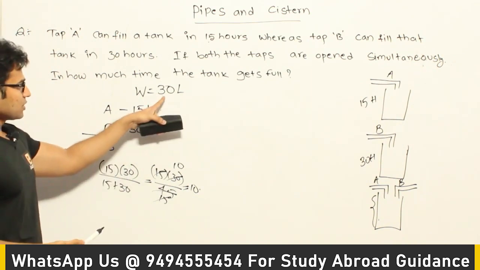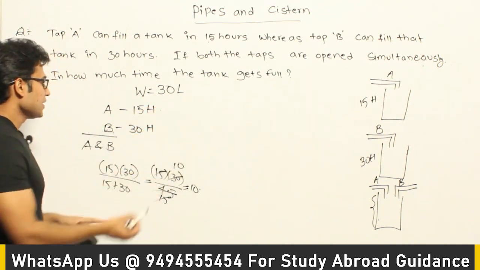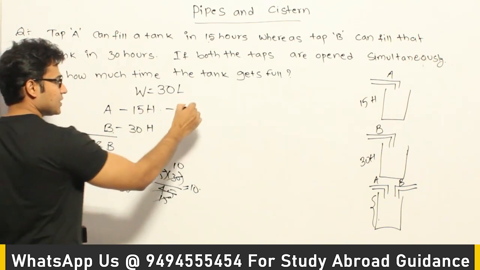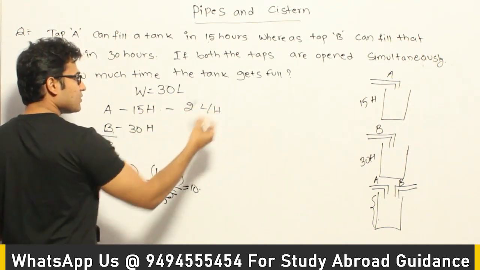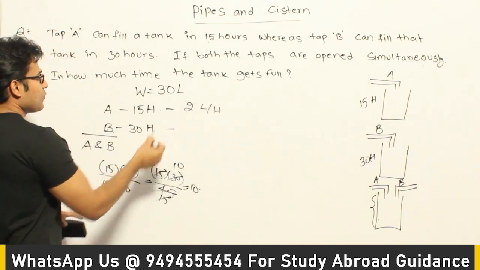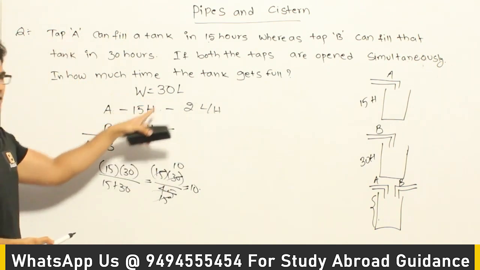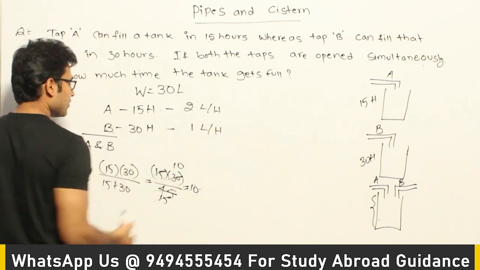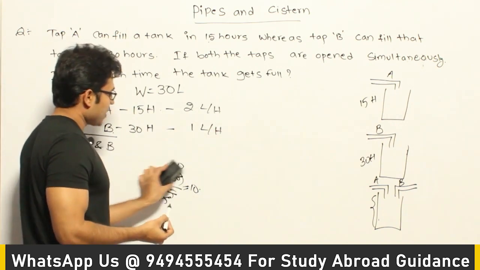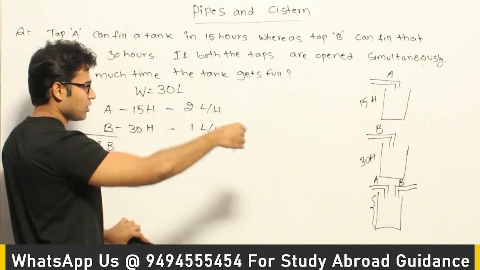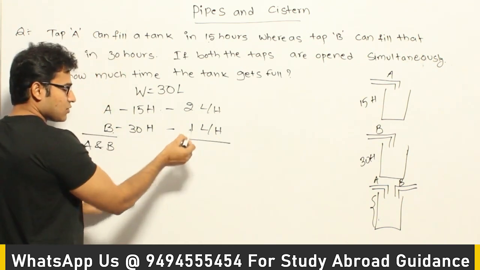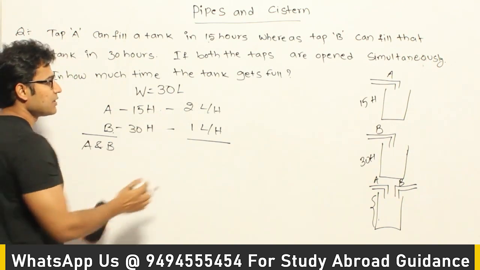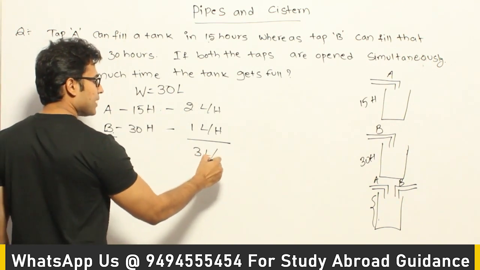Now if I assume that the total capacity of the tank is 30 liters, then what is the rate at which A is filling the tank? 30 by 15, which means 2 liters per hour is the rate at which A is filling the tank. And similarly, what is the rate at which B is filling the tank? 30 by 30, which means 1 liter per hour is the rate at which B is filling the tank. Now when I open both of them, obviously the tank is going to be filled at a faster rate, and that rate will be equal to 3 liters per hour, isn't it?